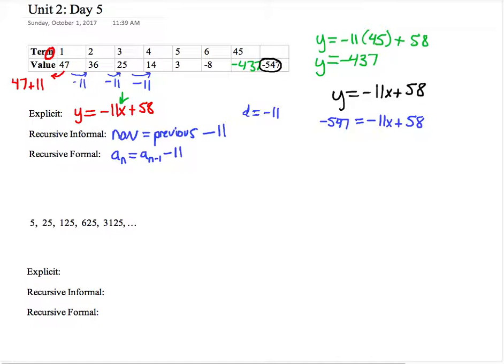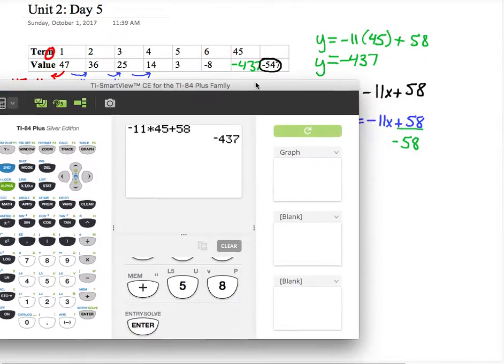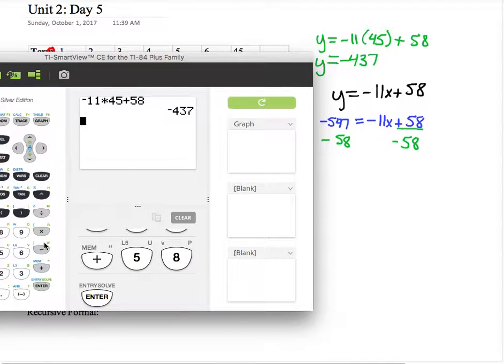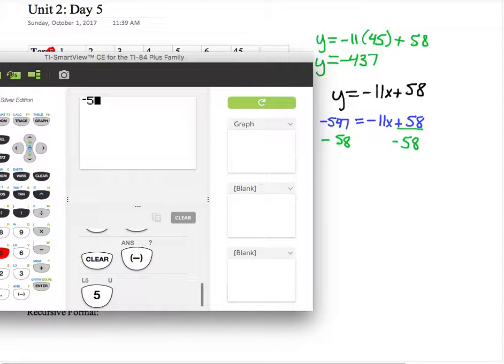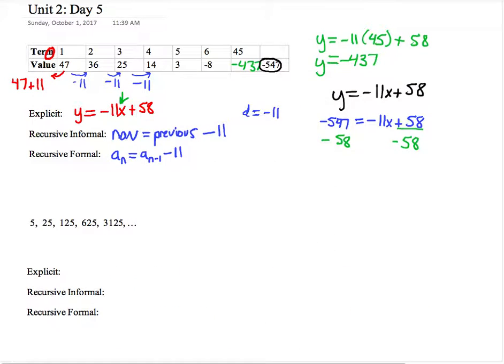So if I want x by itself, first I need to move this 58. So to get it to the other side and out of my x's way, I'm going to subtract it on both sides of the equation. So then we'll see what we get. Let me pull up my calculator. So let's do it over here. So we've got, let me clear that, negative 547 minus 58. Okay, so I have negative 605. Put that back, write it down.